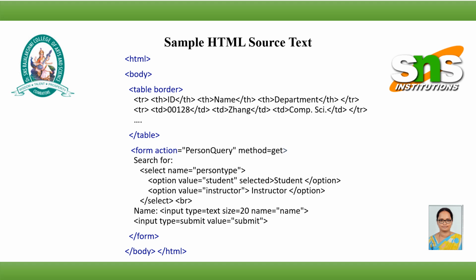So this is a sample code. Here we already have a table with the columns ID, name, department, and they have already given values. We are creating a form. In that form, we are specifying options, student or instructor. If we select student, the student name is displayed. If we select instructor, the instructor name will be displayed. For that name, we have given the size, so with that size, the name will be displayed in the output screen.